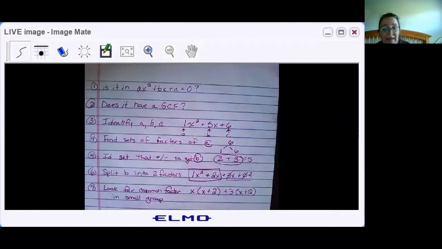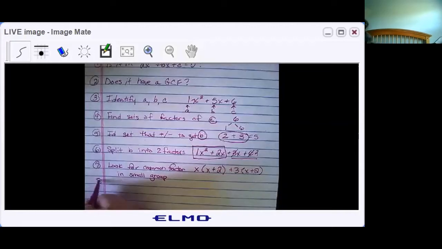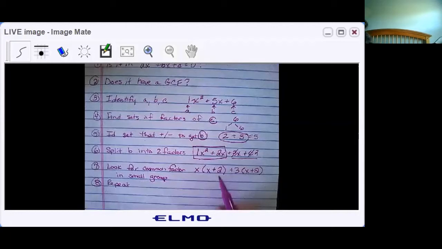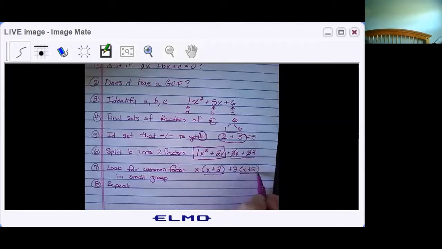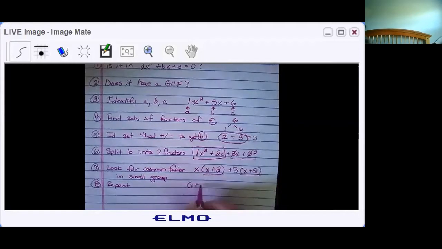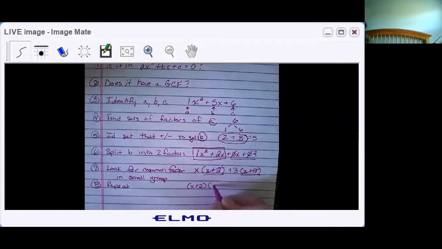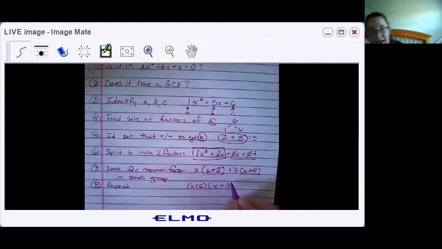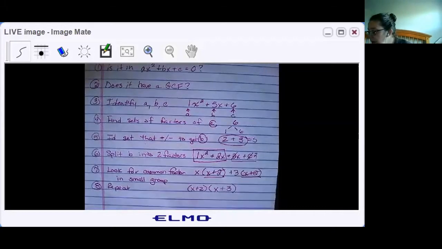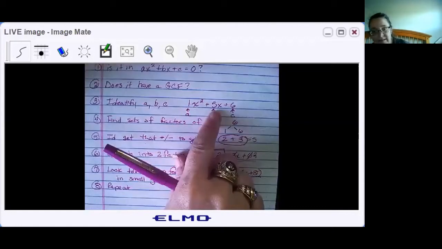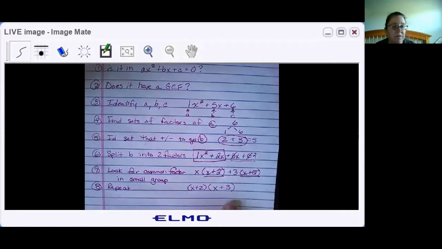Now, I'm going to repeat this process because look at what I have here. I have an x plus 2 here and an x plus 2 here. If I take that out, what do I have left behind? I have an x plus 3. Now, I have factored x squared plus 5x plus 6 completely into x plus 2 times x plus 3.